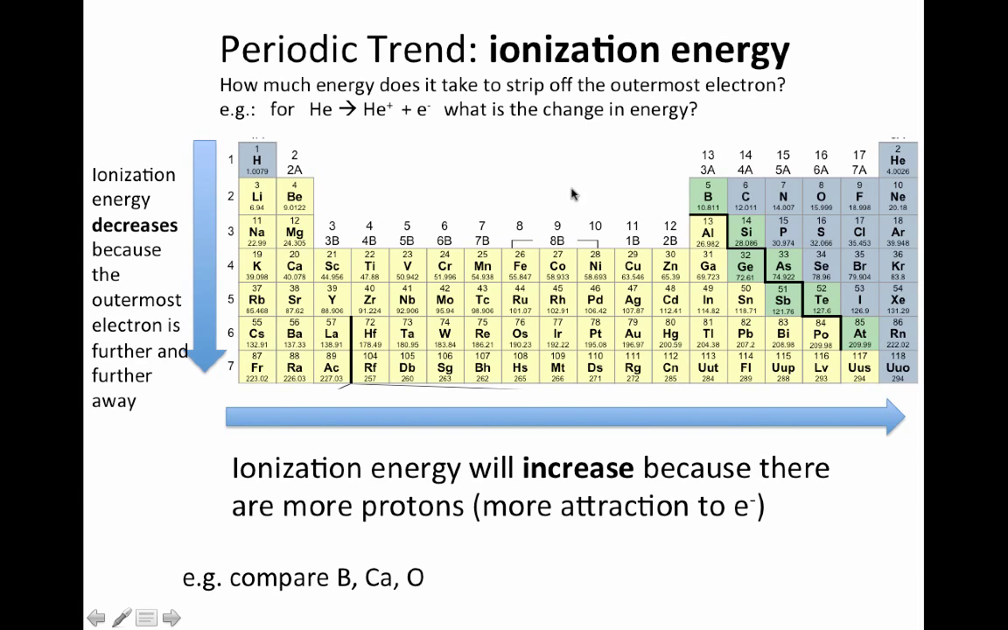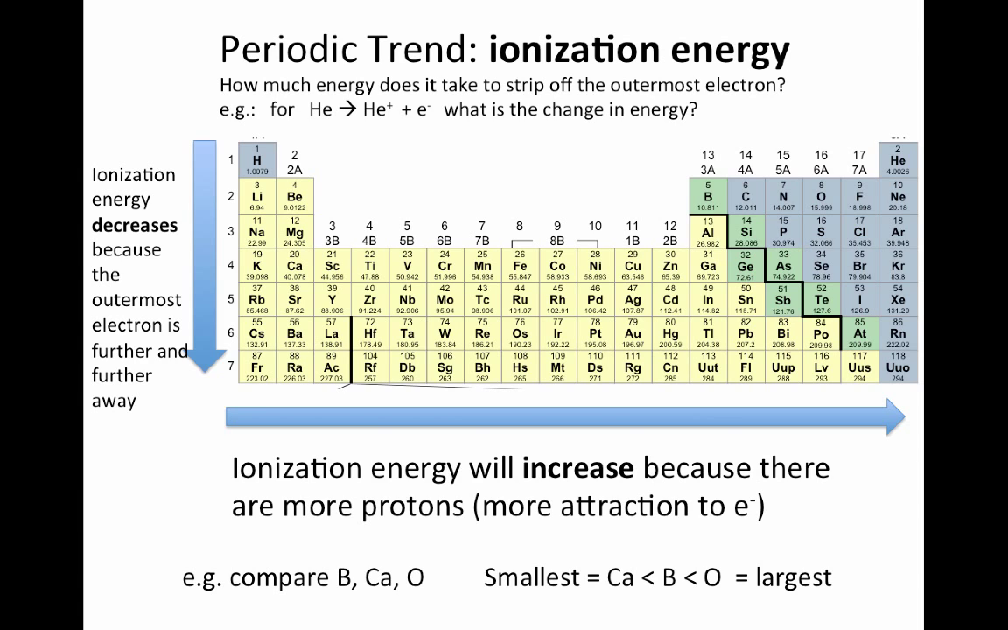And then boron versus calcium. Well, calcium's to the left and it's down. So you're going to have fewer protons attracting it compared to others in its own row, and it's further down, so it's a further out shell. So calcium will require the least, then boron, and then oxygen. Oxygen will require the most energy to remove its electrons.